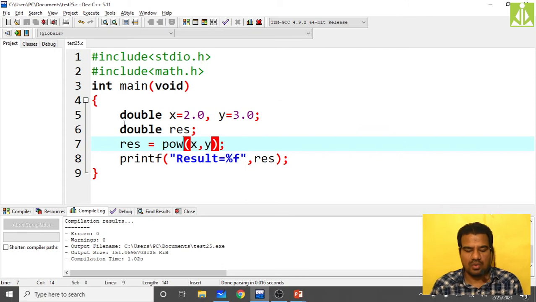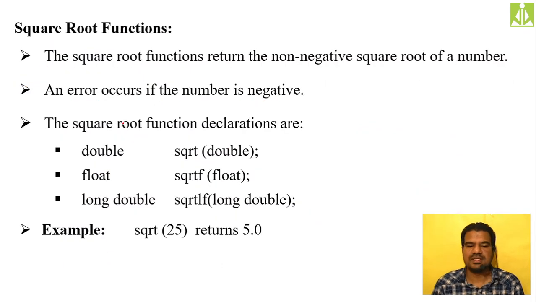So quickly we go and we see the square root. Always try to find the square root of a non-negative number, because if you take the square root of a negative number, you will get an imaginary number, isn't it? Of course, in your mathematics you can handle that to some extent, but in your computer, it will get confused and basically you will get an error. So an error occurs if the number is negative.